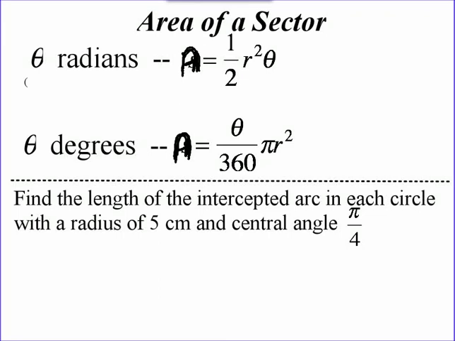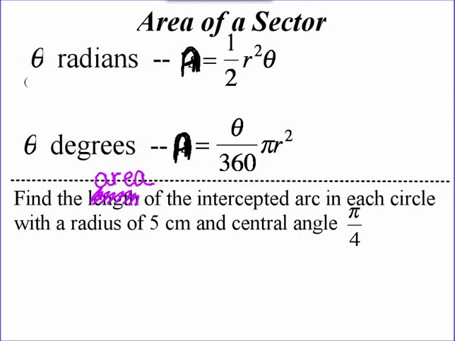Okay, so let's go ahead and look at the next one. Find the length of the intercepted arc. Oh, good grief, I made 2 mistakes. Find the area of the intercepted arc in each circle with a radius of 5 centimeters and central angle pi over 4.